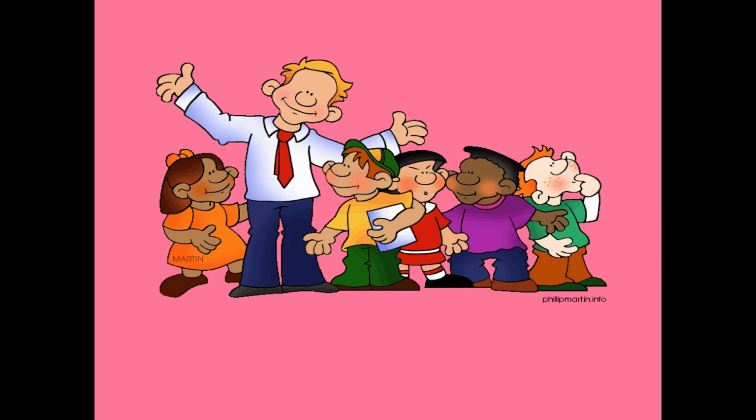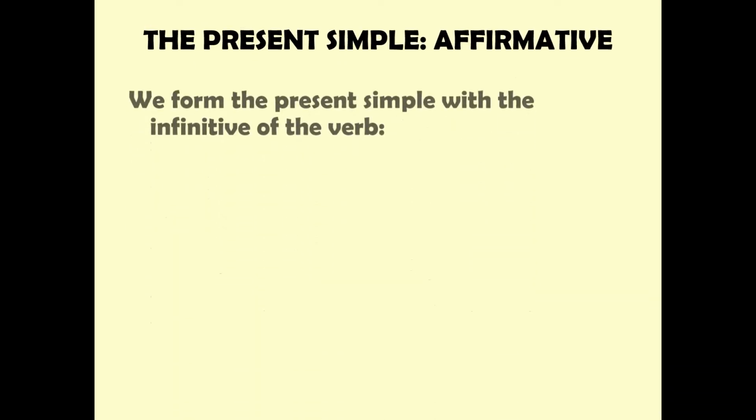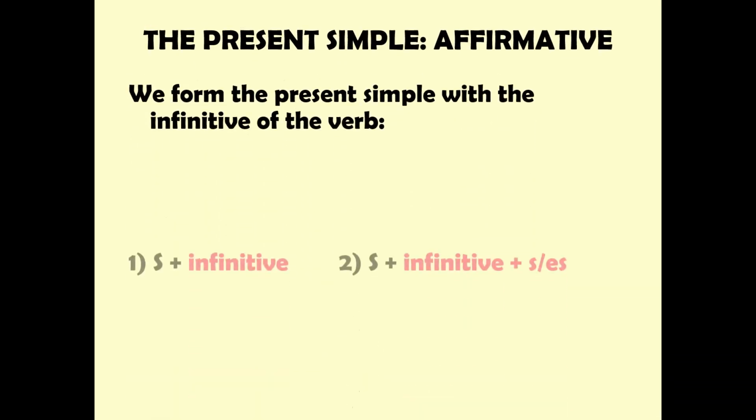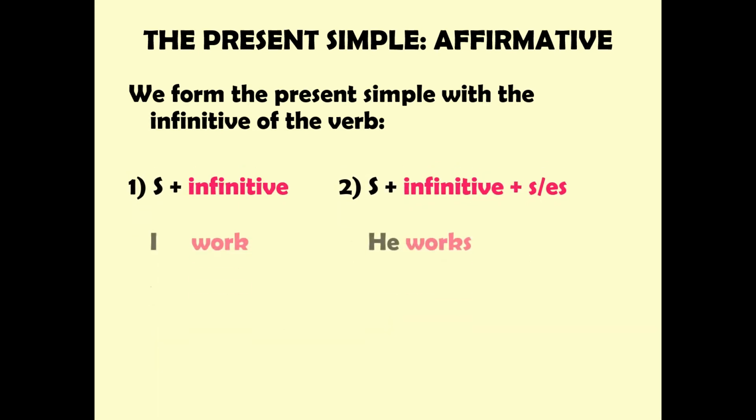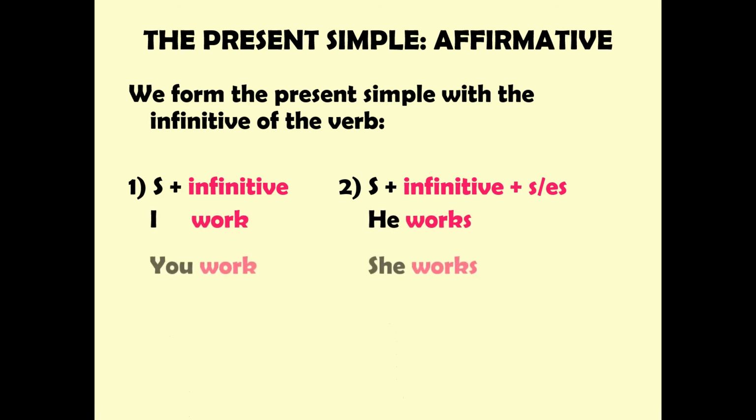The present simple. We use the present simple to talk about things we do all of the time. The present simple affirmative. We form the present simple with the infinitive of the verb. Number 1, subject plus infinitive. For example, I work, you work, we work, they work.